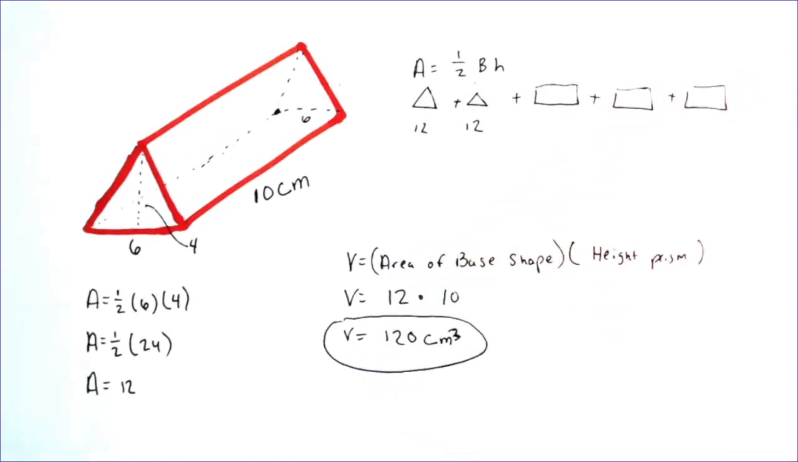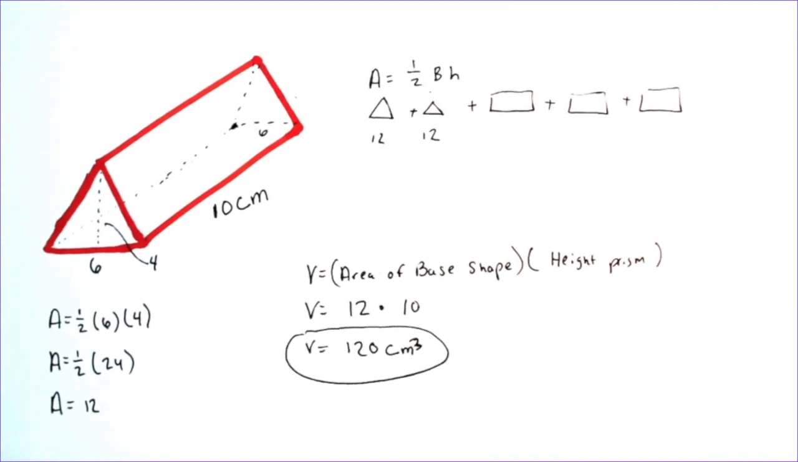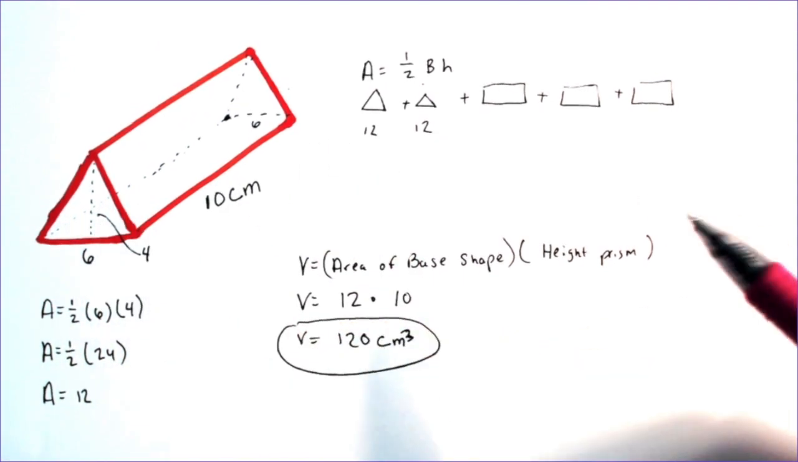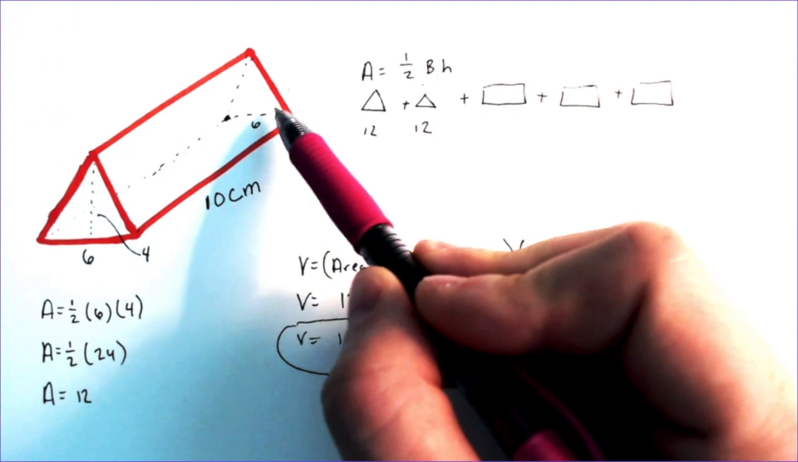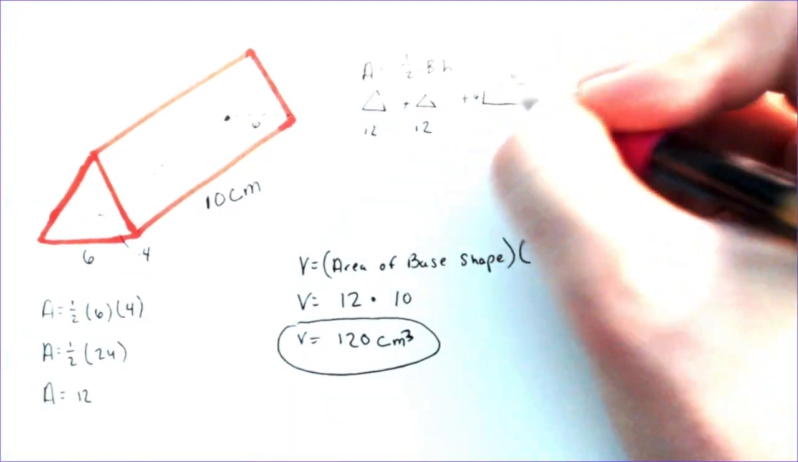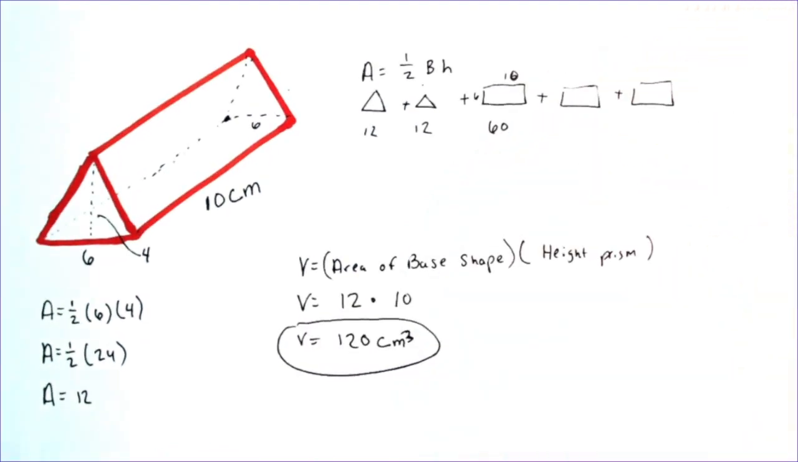And we need to find the area of all three of those rectangles as well. Well, the area of all three of those rectangles is going to be somewhat easy because a rectangle is just length times width. Well, the bottom rectangle, that one's pretty easy. We already got 6 times 10. That's going to be an area of 60. 6 times 10 is 60.